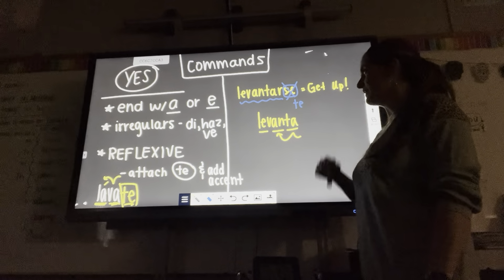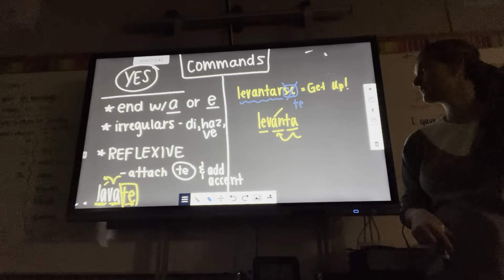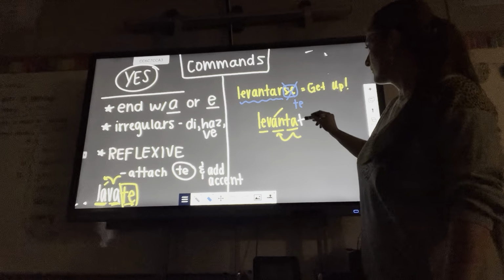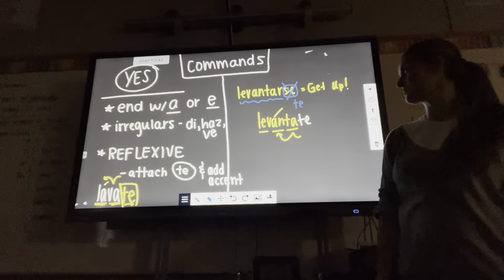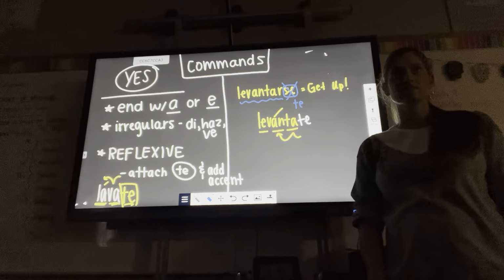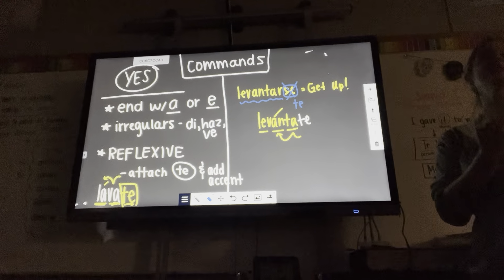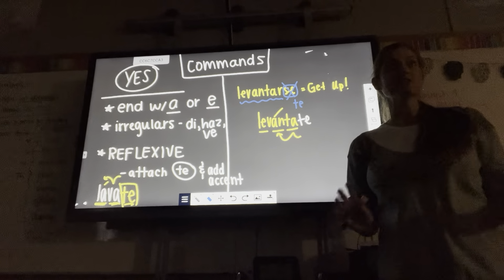Levanta. Levanta. So the accent needs to go on the A before you hook on the te. And if you don't have an accent, that would need to be pronounced levantate, which sounds ridiculous. So that's why you put that accent on the second to last syllable before you attach the te. You will attach a te every single time.